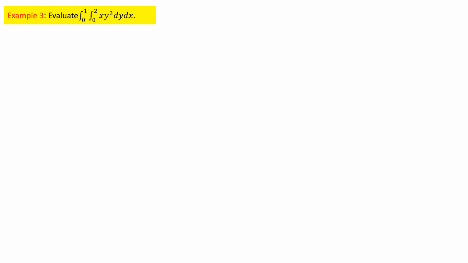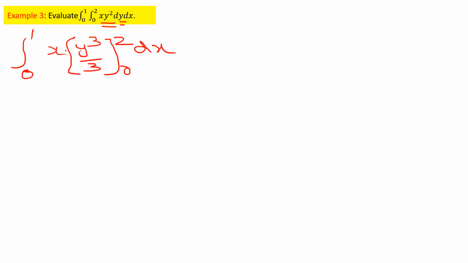Example number 3. So here the outer limit is 0 to 1. This is my function. I have to integrate the function with respect to y. So keep x as a constant term. Integration of y power 2 will give you y power 3 by 3 between the limits 0 to 2 and dx. So this will give you 0 to 1 x. So replace y by 2. So 2 power 3 will give you 8 by 3 into dx.